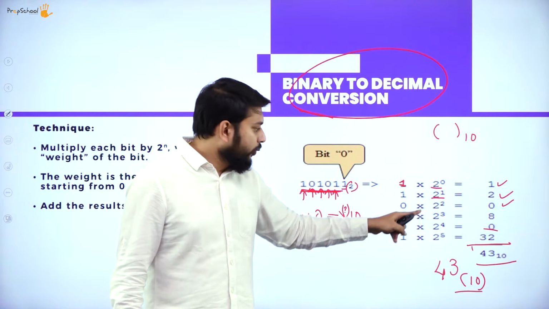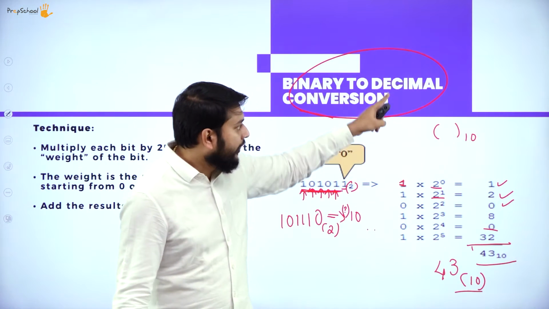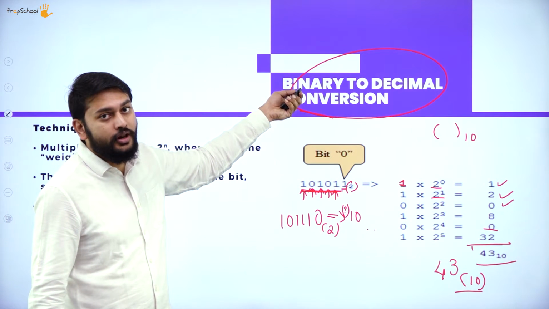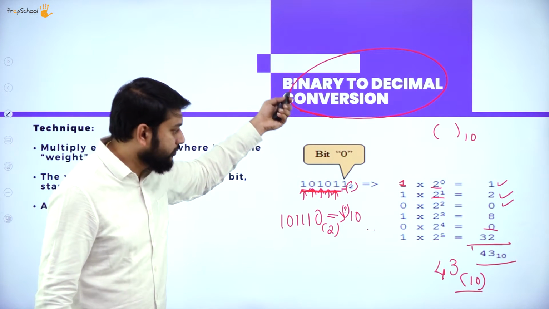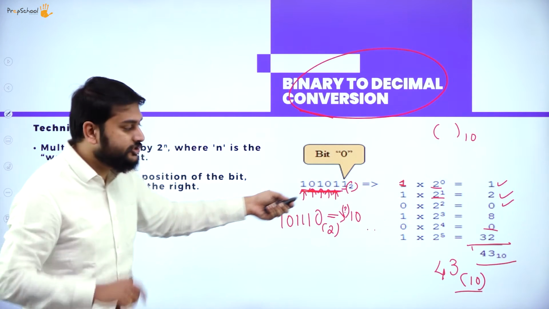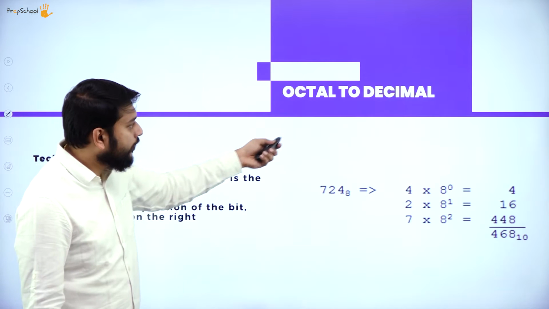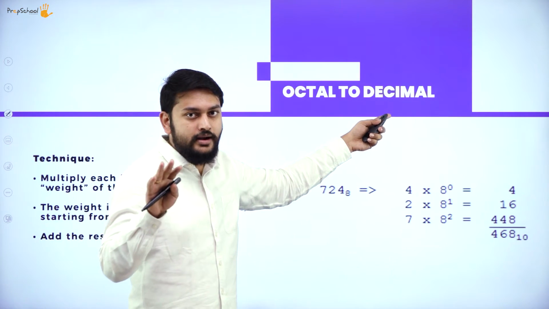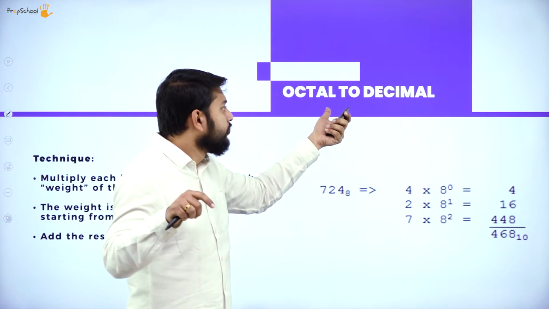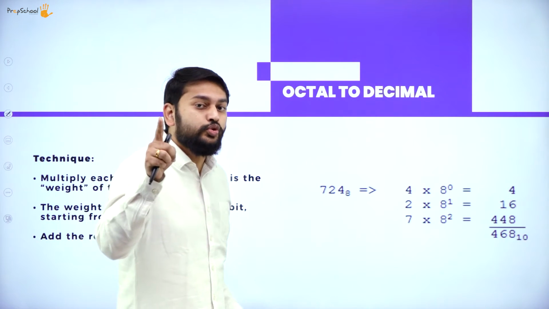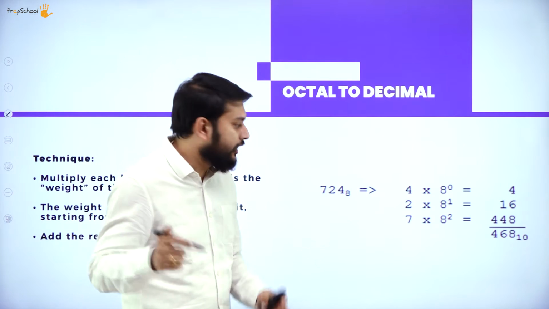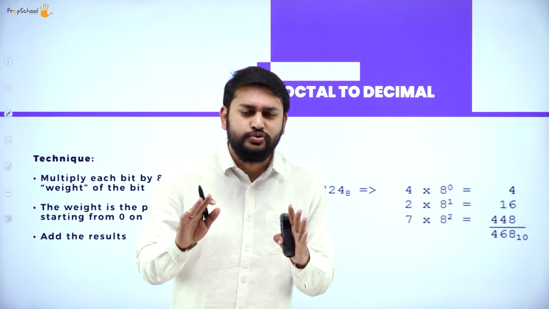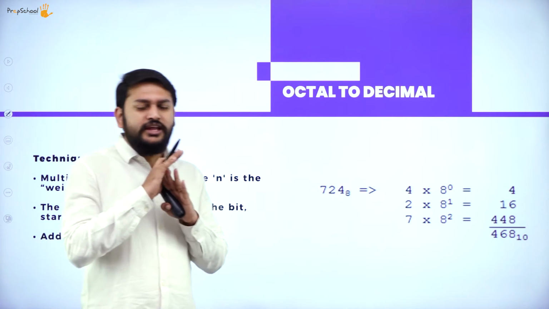Remember this method. I'm using the base, but I'm converting to decimal. From which number are you converting? You are converting from binary, so that's why you have taken 2. Now for the next one, I'm converting to decimal using multiplication. From octal you are converting, so I should take 8. That's the logic you should remember, dear students. If you remember this, then everything else is easy.